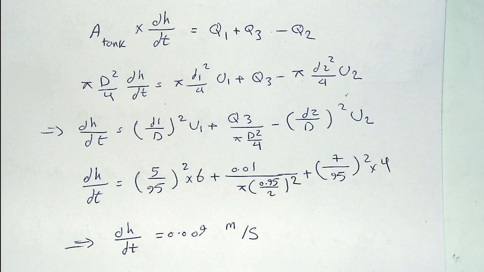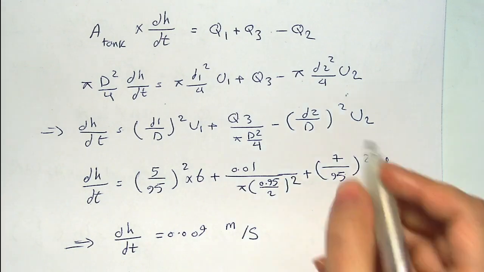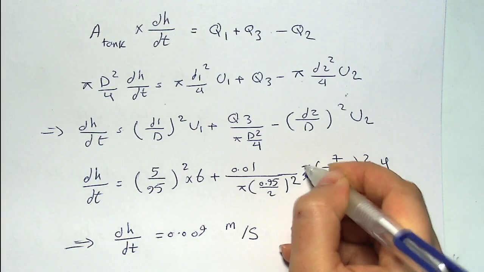Should it be minus 7 over 95 squared times 4 at the second last line? The end of it. Oh yeah. Thanks.